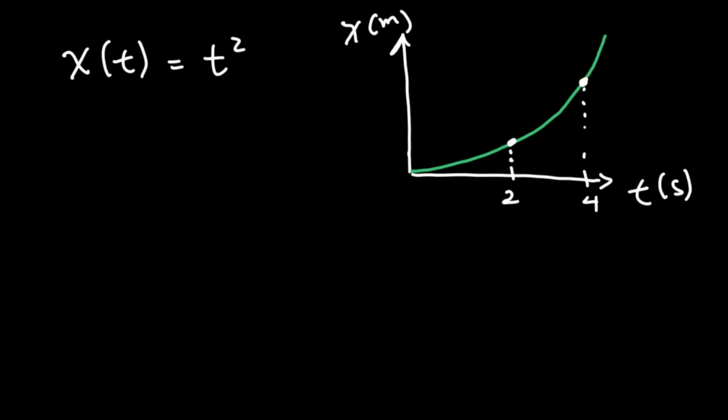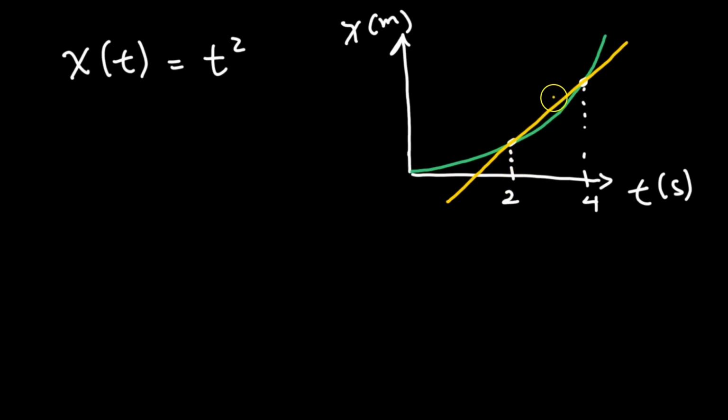Now let's say we want to find the instantaneous velocity at 2 seconds. How would we do that? Now you might say, well, what if we pick 2 points, like at 2 seconds and 4 seconds, and draw a straight line and find the slope of that line? Would that get us the instantaneous velocity? The answer is it would not.